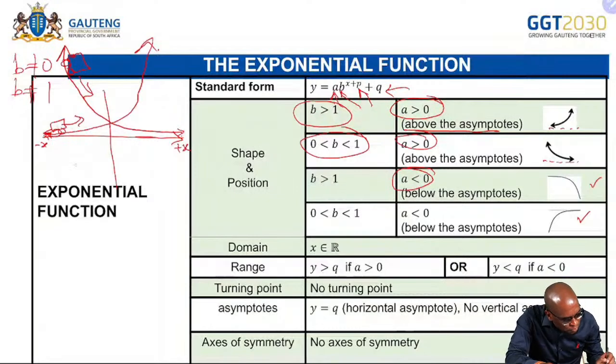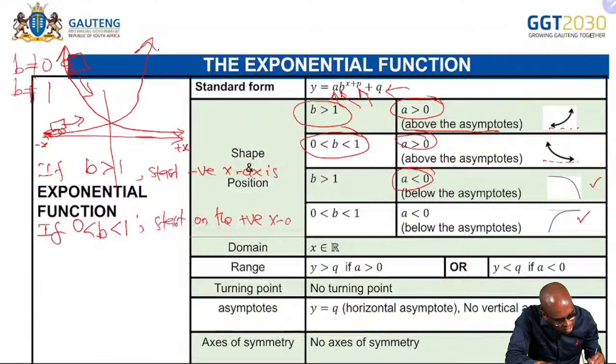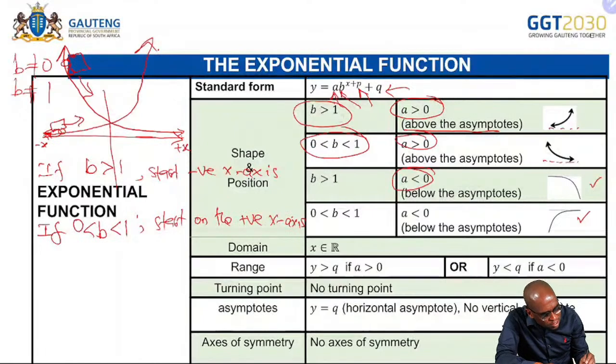So if your B is greater than 1, then it starts on the negative x-axis. But if B is trapped between 0 and 1, then it starts on the positive x-axis. Now let's check from these ones. You can see here B is greater than 1. The graph is starting here on the negative x-axis. You can also see here B is greater than 1. It is starting on the negative x-axis there.